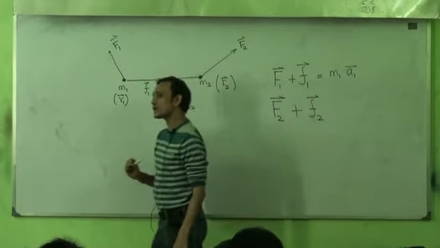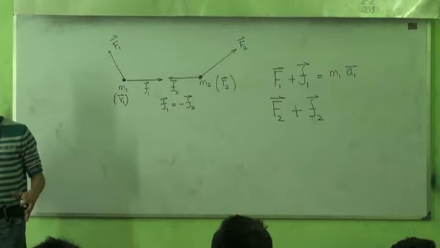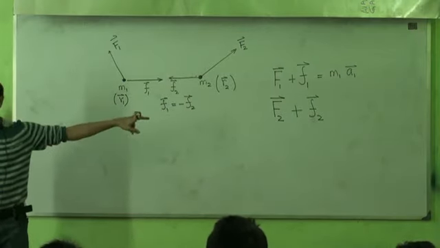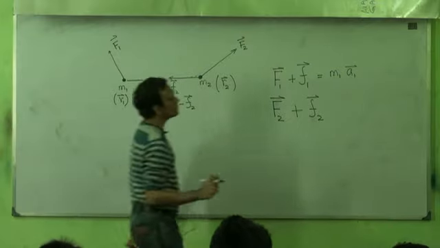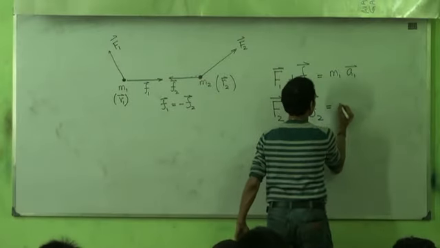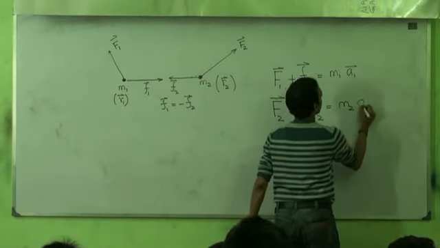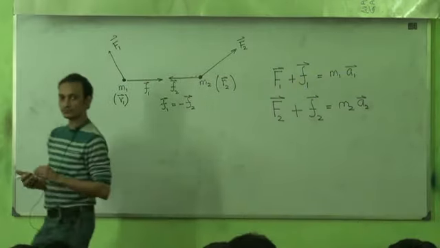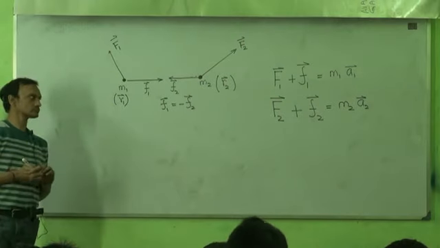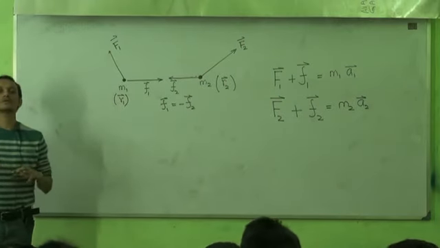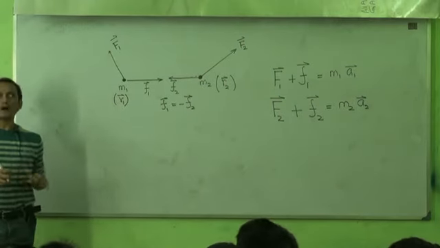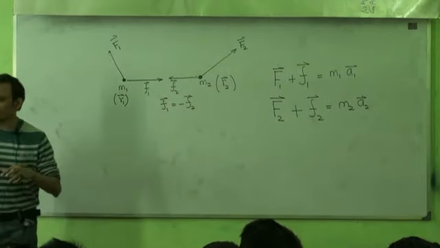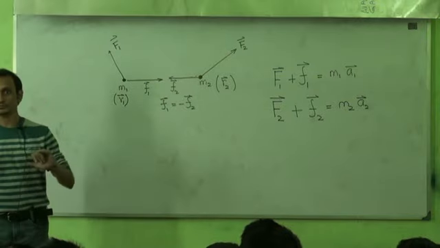This is all that is acting on M2: the external F, and the force that M1 exerts on M2, which is small f2. That must equal the mass of M2 times acceleration A2. Now, this was looking at M1 and M2 in isolation.